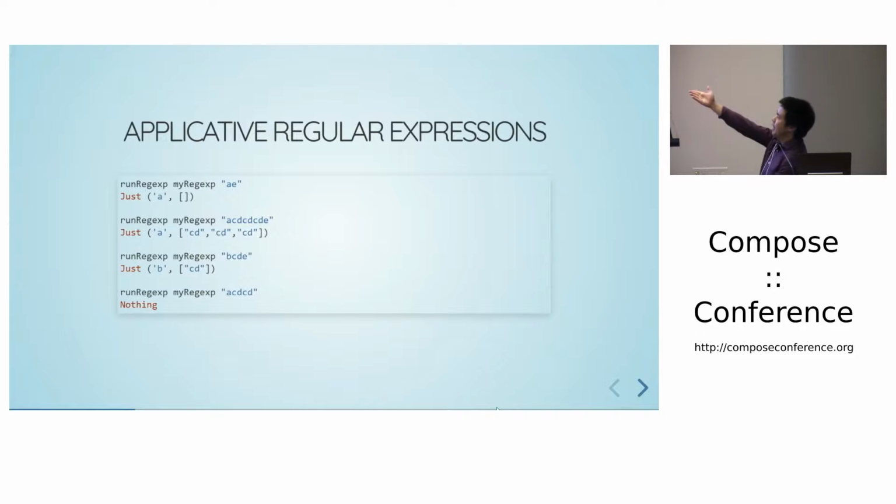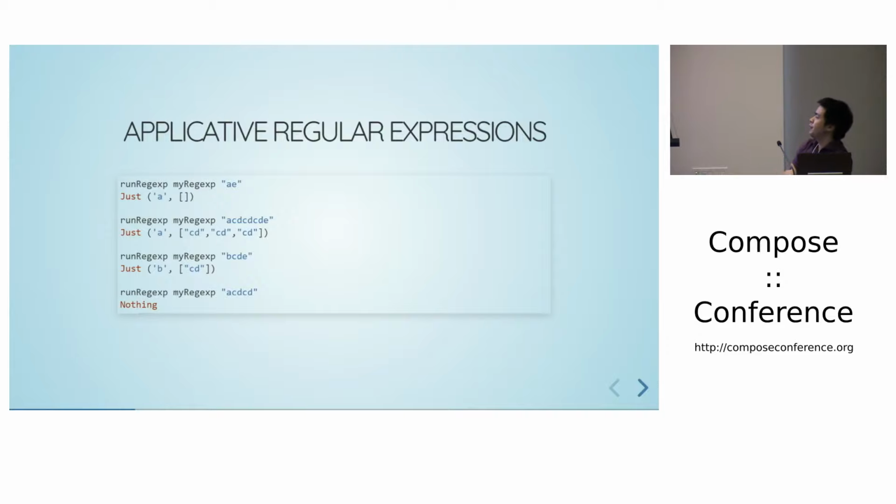We can run it on A and get just a list, or run it on A, C, D, C, D, E, and get just A and then the many matches. This is the porting of the captures behavior into Haskell. So this is what we want to do in the end, a preview of the end goal. And no match would give us nothing.